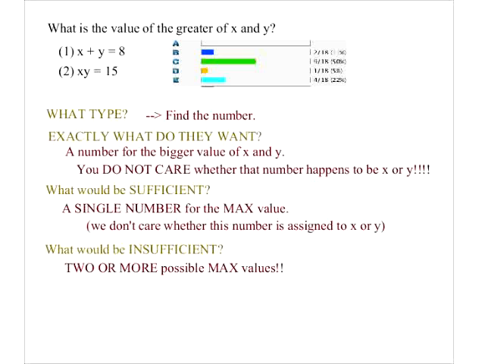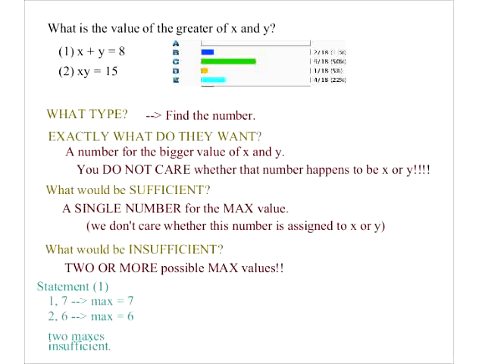Okay, let's analyze the problem. Statement 1, you could have like 1 and 7. That would mean your max is 7. You could also have like 2 and 6. So your max would be 6. So this is insufficient. Any questions? Type them in the text box, please.